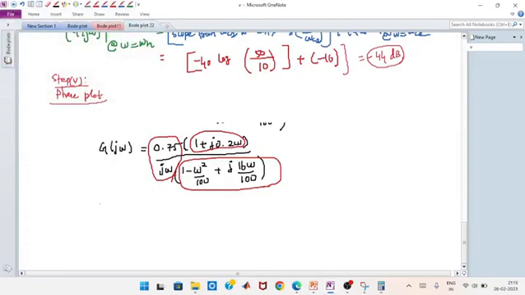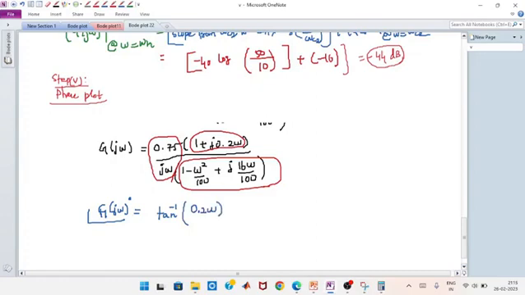In this equation, let me find out the angle, that is, the angle of G of j omega in degrees. Now what is the first term? 1 plus j 0.2 omega. What is the angle? That is tan inverse of imaginary part over real part. The imaginary part is 0.2 omega, the real part is 1. So tan inverse of 0.2 omega.